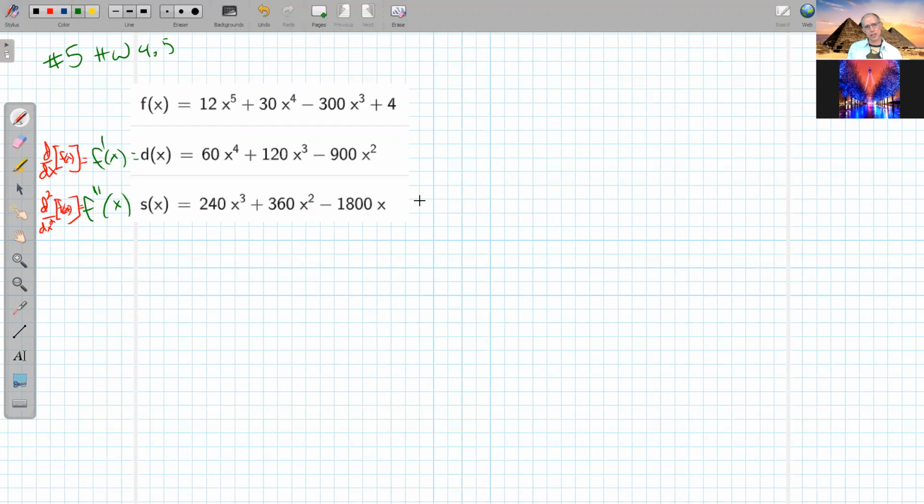We want to know if there's any changes in concavity, which means you have an inflection point. So the second derivative tells us about concavity. And then an inflection point means there's a change in concavity.